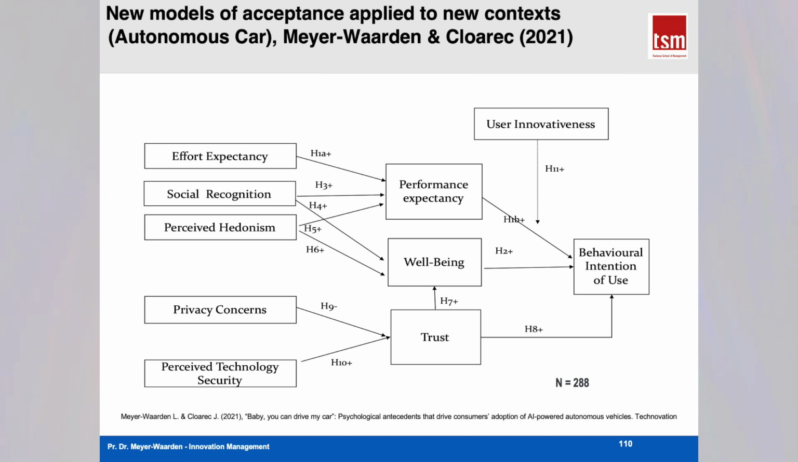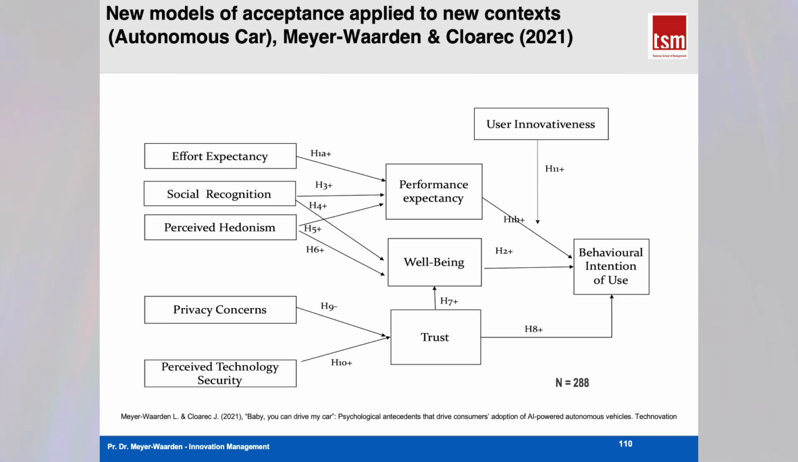As for the smart home, we introduce effort expectancy as an antecedent of performance expectancy, but also social recognition and perceived hedonism. So the easier the car is to use, the higher will be also the usefulness or the benefits of the cars. The more it brings social recognition, the higher will be the benefits or the performance expectancy. And the higher the perceived joy or hedonism, the higher will be the performance expectancy.